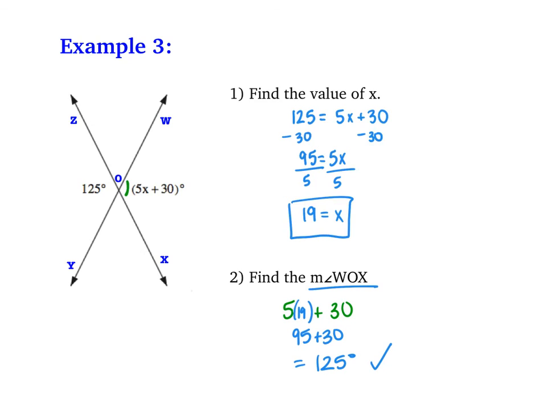So the summary of this is that vertical angles are equal to each other. When you're setting up and using vertical angles to find missing values, take your two angles and set them equal to each other. Good luck.